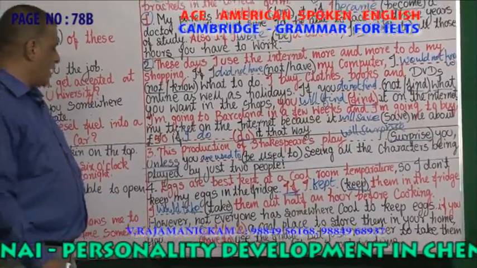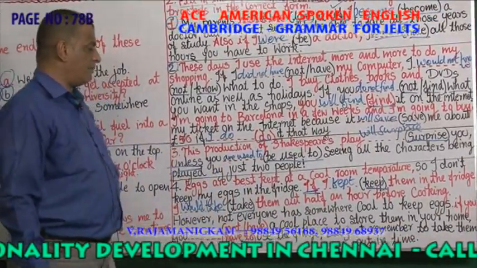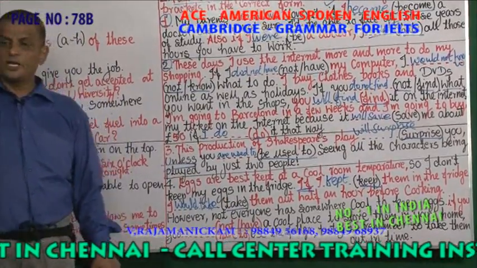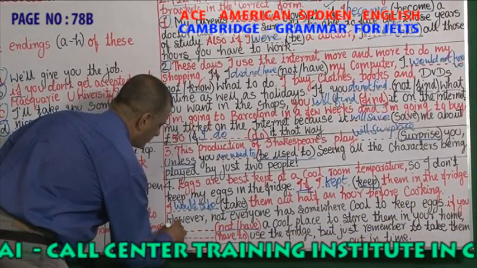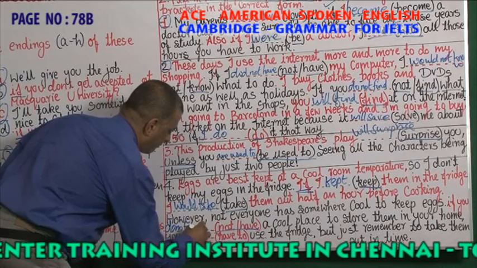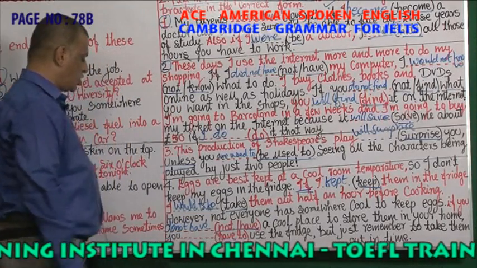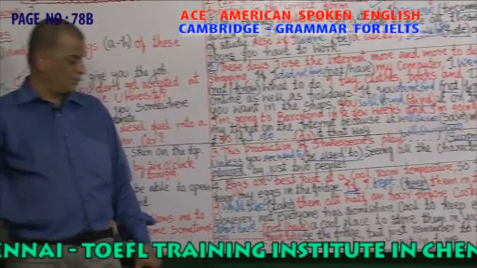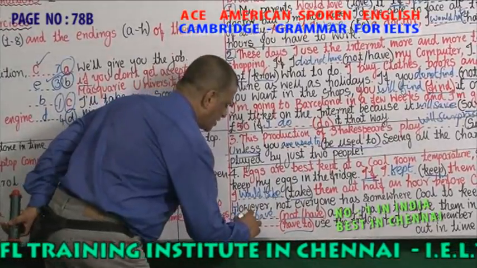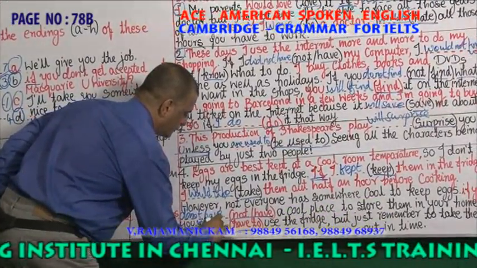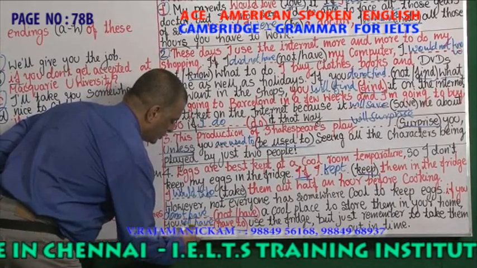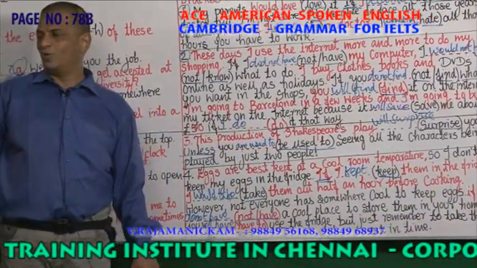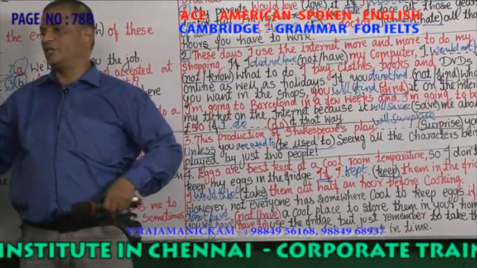Agree? Yes. However, not everyone has somewhere cool to keep eggs. If you don't have a cool place to store them, what is that? If you don't have. So condition number 1 has come. If you do not have a cool place to store them in your home, you will have to use the fridge. Yes, you will have to. So present tense, condition number 1. You will have to use the fridge, but just remember to take them out in time. So condition number 1 comes. Present tense, will comes. Condition number 1.